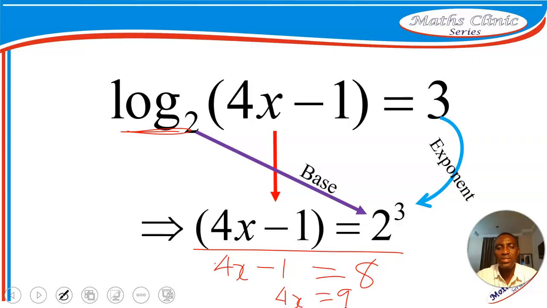I'm sure this has really helped you to understand what is logarithm. In our next video, we'll be looking at why it is so important to study this topic in senior high school. Watch out for the next one.